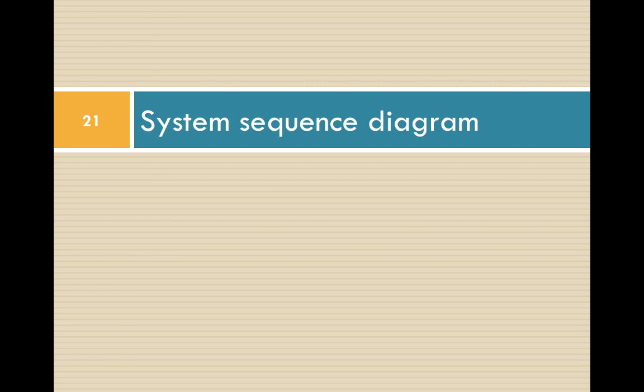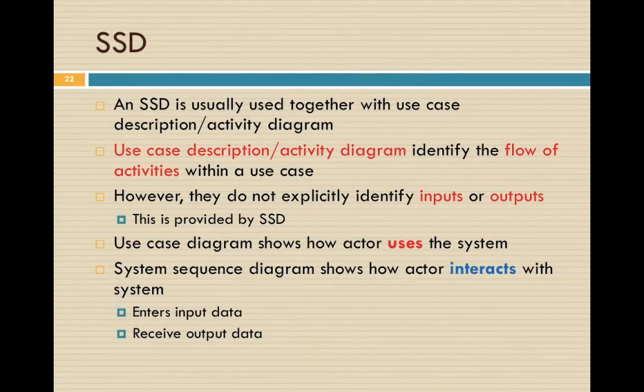Okay, welcome back. In this video, I will explain the system sequence diagram. What is a system sequence diagram, or as we frequently call it, SSD? SSD is usually used together with use case descriptions and also activity diagrams. Use case descriptions and activity diagrams are used to identify the flow of activities within a use case.